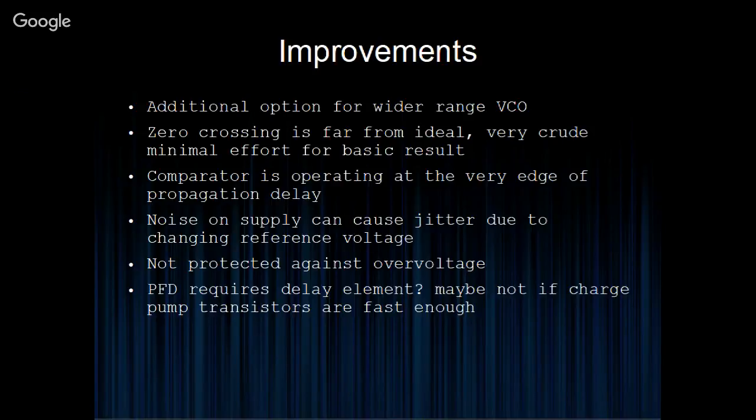The zero crossing, I did a bit of a botch job on that. It should have been done a lot more meticulously, and that ultimately is going to affect the phase performance of the loop. There should be isolation between the power supply and the reference. So it should really be a clean, stiff reference. The comparators should also be a lot faster. There should also be over voltage protection on them, because you just don't know what kind of signals you're going to be plugging into them.